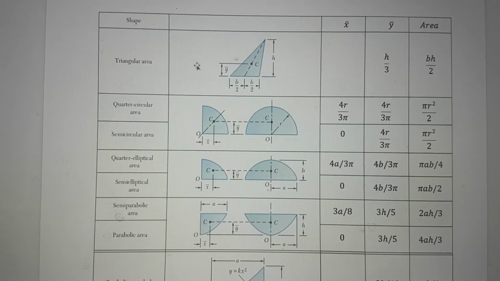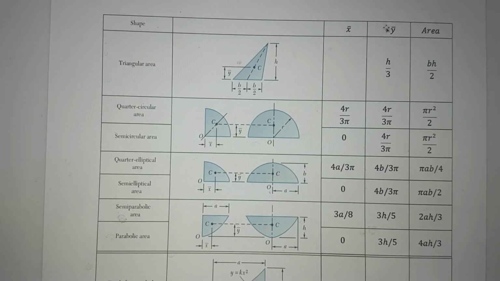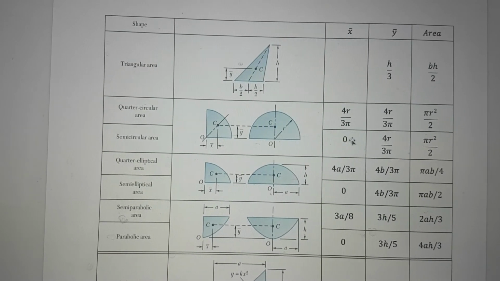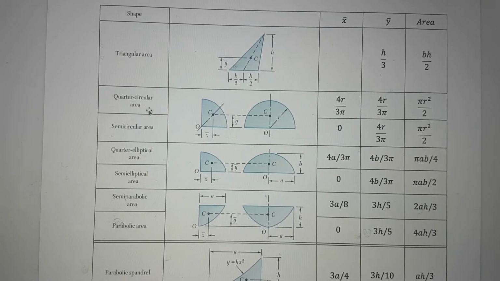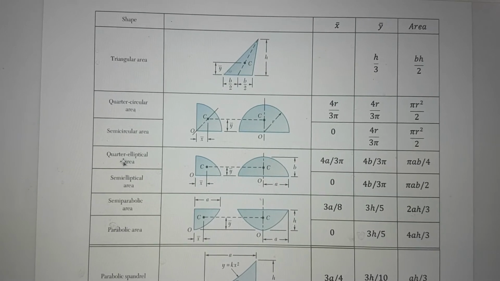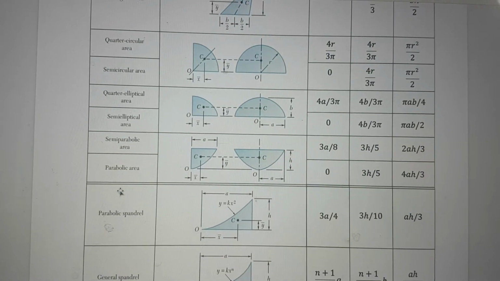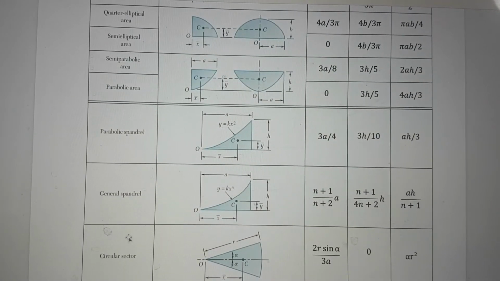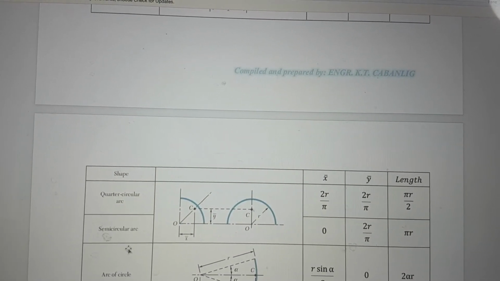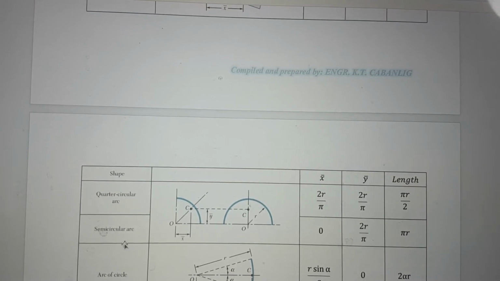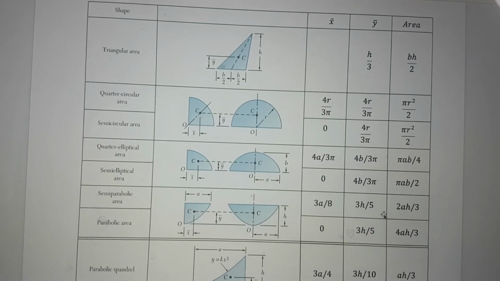Before we proceed, we have here the equations or the formulas to get the x bar and y bar, to determine the centroids of our common geometrical figures. We have the triangular area, quarter circle, semicircle, quarter elliptical, semi-elliptical, parabolic, semi-parabolic, parabolic spandrel, general spandrel, and circular sector. You also have the quarter circle arc, semicircular arc, and the arc of a circle. These are the formulas to determine the centroid.